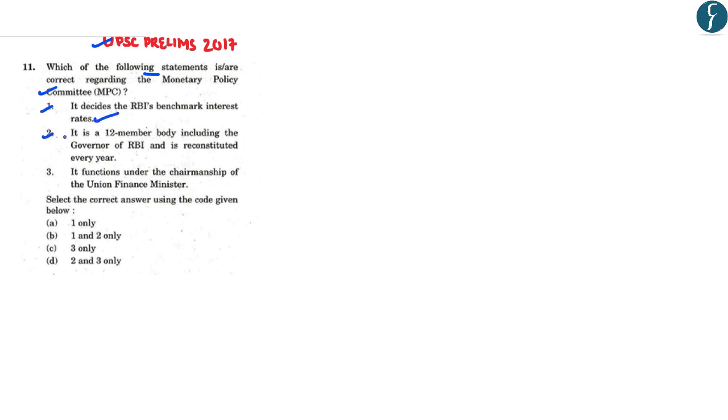Now, coming to the second statement, it is a 12-member body, including the governor of the RBI, and is reconstituted every year. Now, this particular statement is wrong because as discussed, the MPC consists of 6 members and not 12 members. And the third statement is, it functions under the chairmanship of Union Finance Minister. Now, this particular statement is also wrong because as discussed, it functions under the chairmanship of RBI governor. So the correct answer to this particular question is A, that is one only.